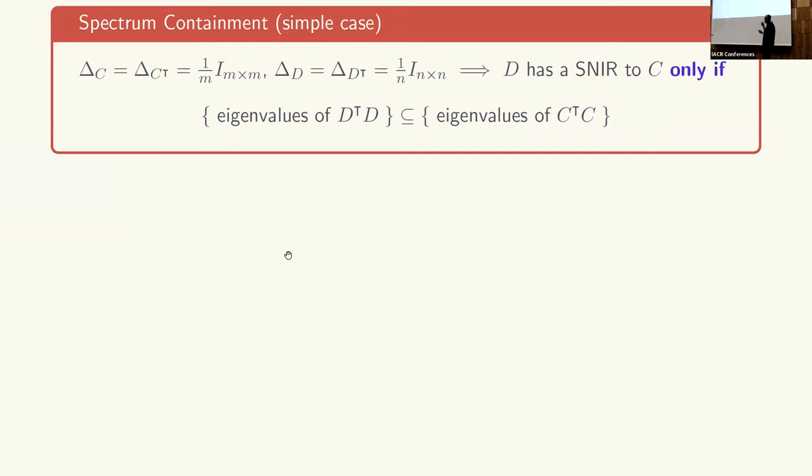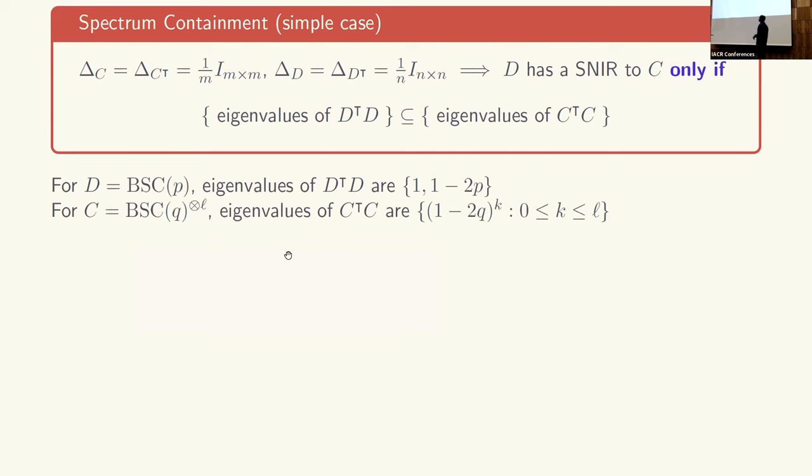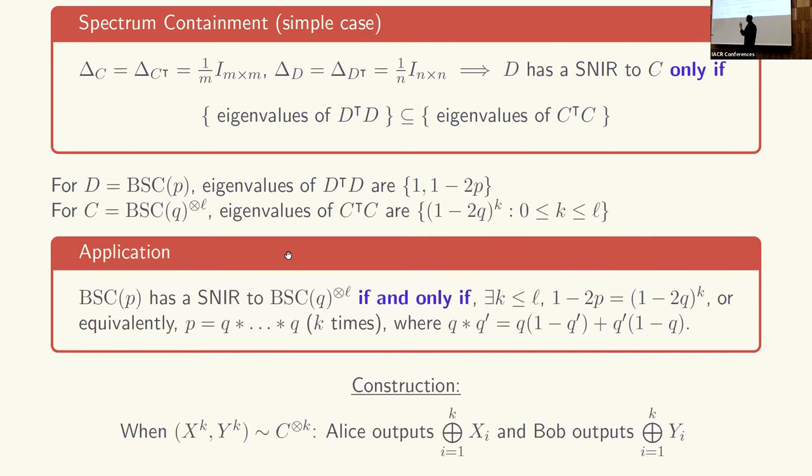And this is exactly the spectral condition that we were talking about, specifically for these kinds of simple correlations. For simple correlations, the spectral containment exactly means that the eigenvalues of D transpose D are a subset of the eigenvalues of C transpose C. So this can be used rather directly to show that simple correlations like BSC and BEC have SNIR amongst themselves. That is, SNIR from a BSC_q to a BSC_p, for example, can only occur when p and q are related in this very special sense, that, for example, over here, 1 minus 2p is equal to 1 minus 2q for a certain fixed value of q. And the constructions here turn out to be rather simple and straightforward.